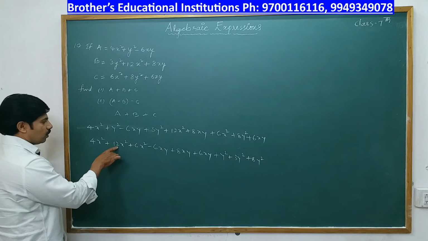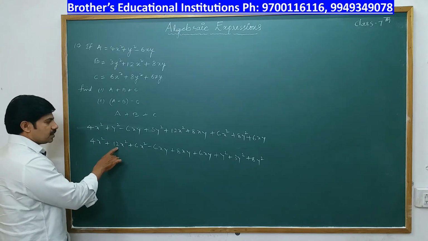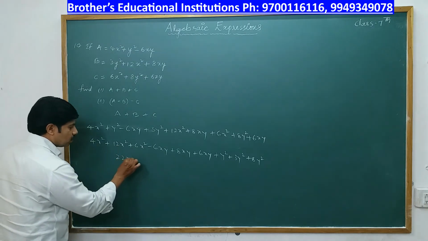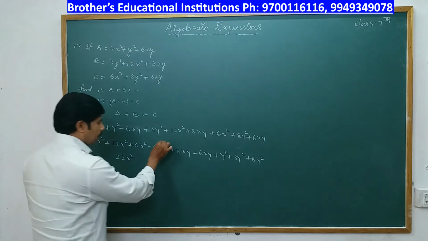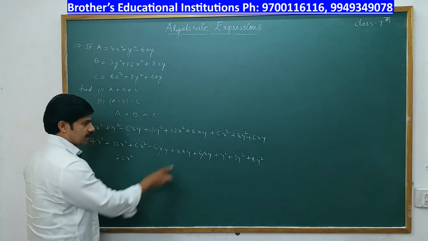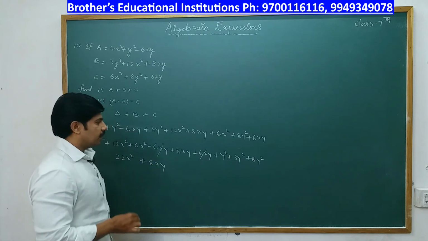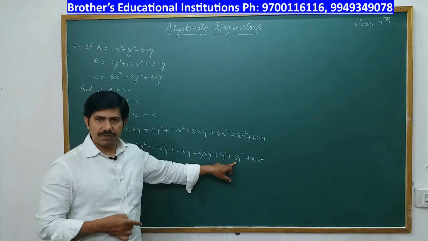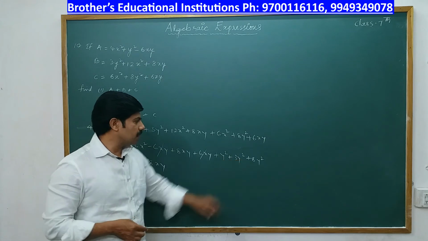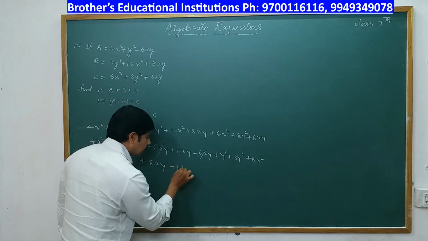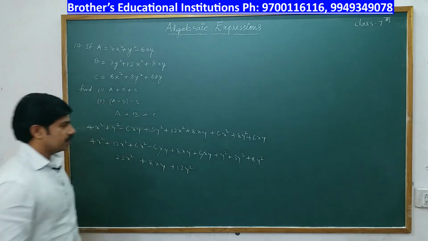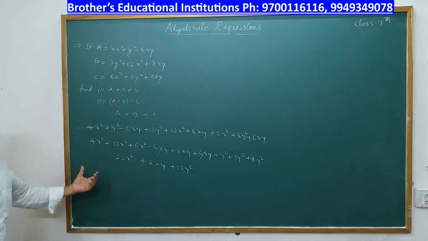So 4 plus 12 is 16, 16 plus 6 is 22x square. Minus 6xy plus 6xy cancel, so this 8xy is as it is. Then y square plus 3y square is 4y square, 4y square plus 8y square is 12y square. So we completed a plus b plus c.